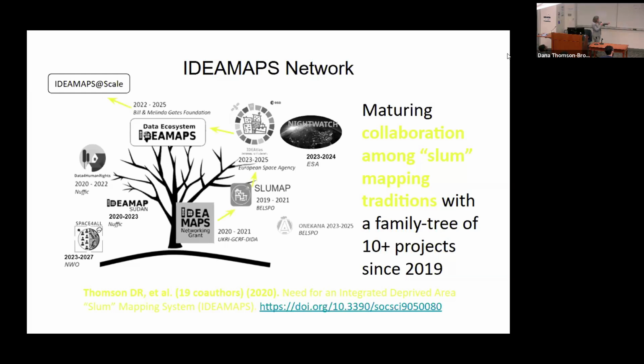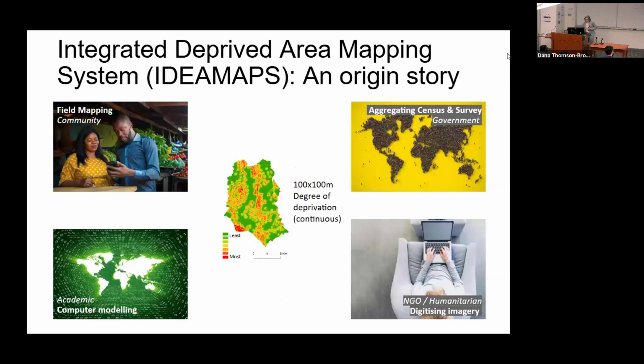And you can't see the arrows, but there's the Idea Maps project, Slum Map, the European Space Agency Idea Atlas project, the Gates Foundation Data Ecosystem project, which will all be discussed by our presenters today. We came together really on the sidelines of other meetings and workshops and conferences. So all of us were interested in slum mapping in some way, but came from very different backgrounds.